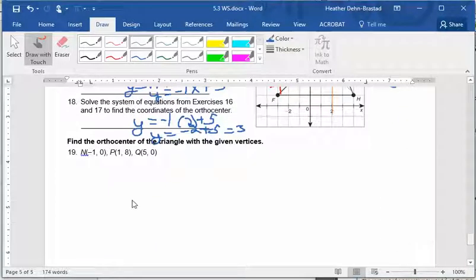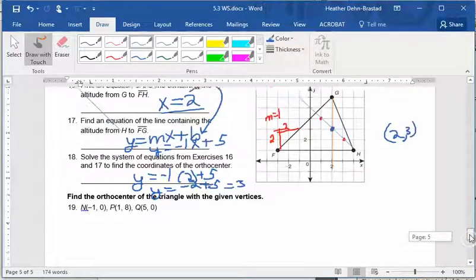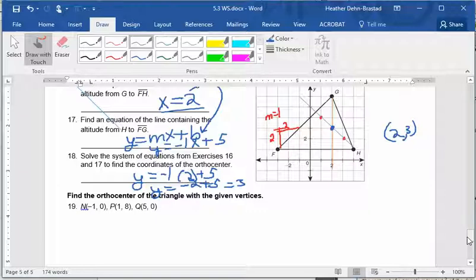Now you're going to repeat this for number 19. You can graph this on your own paper, or you can do it algebraically, but it does really help to have a picture of this. So try that one out and let me know if you need any help.